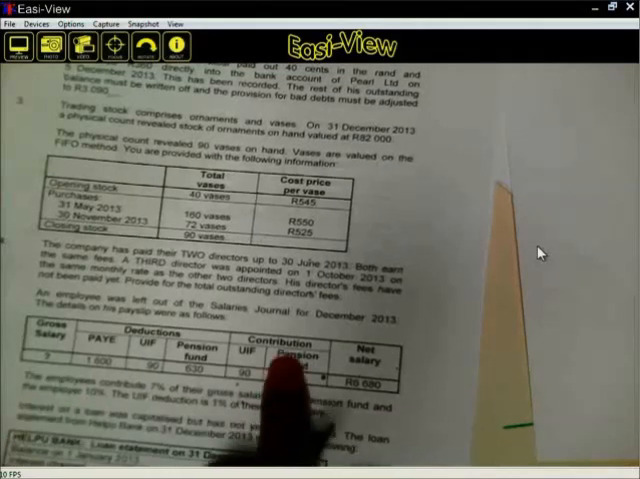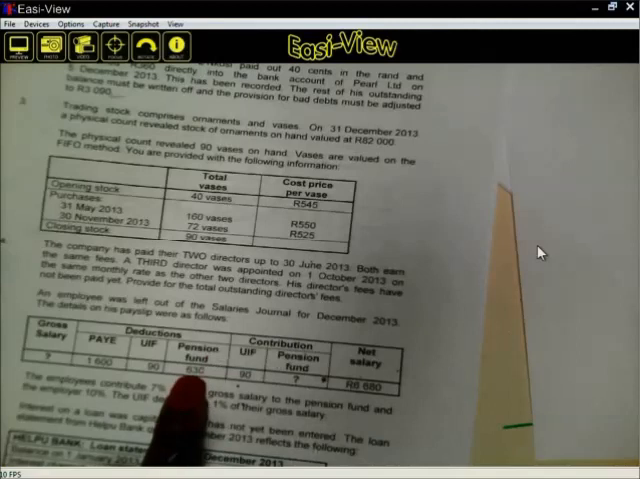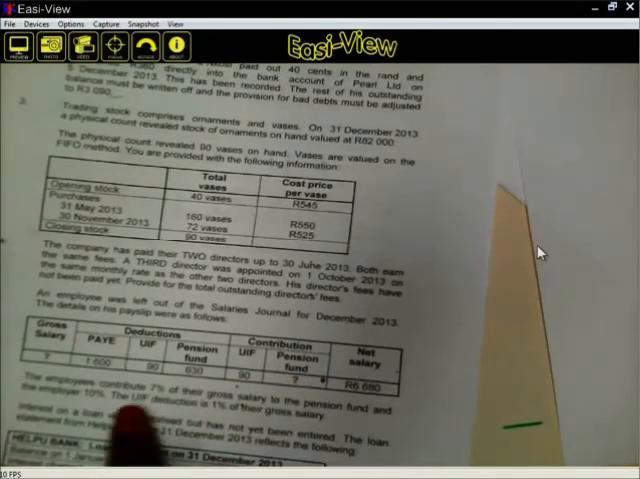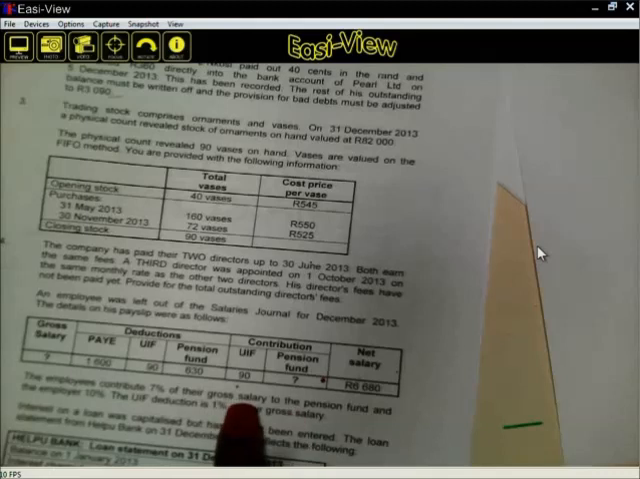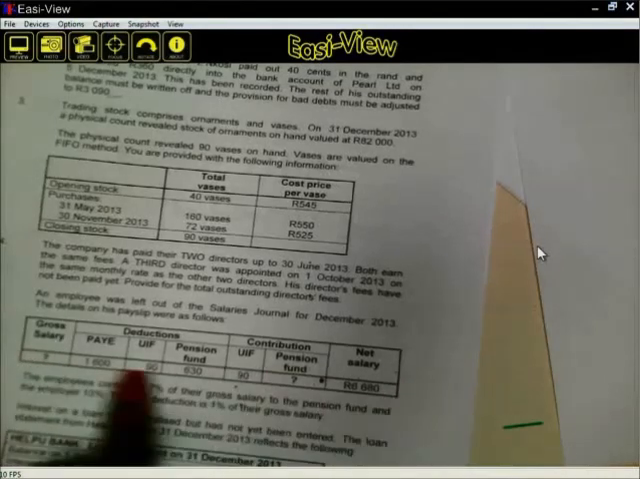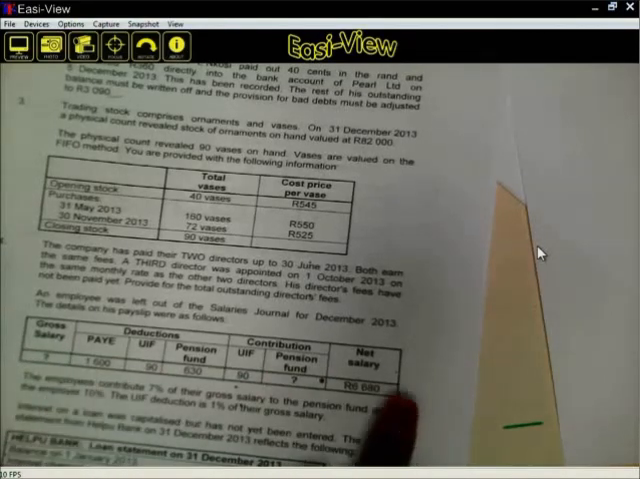The employees contributed 7% of their gross wages to the pension fund and the employer 10%. So it means we must calculate the 10% for the employer. This one is only 7%, so we must calculate the 10%. 10% of what? Gross salary. First of all, we must get our gross salary. How do we get it? By adding up the net salary plus the pension plus the UIF plus the PAYE.